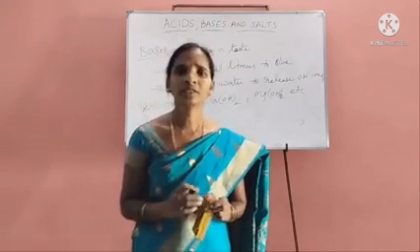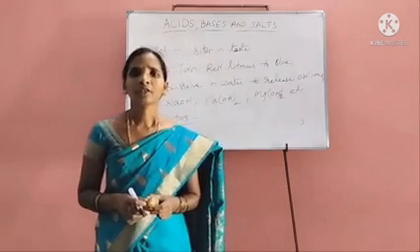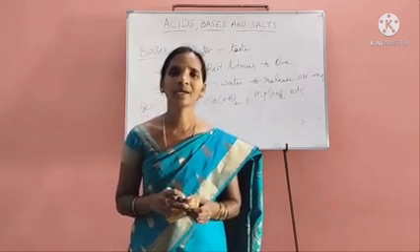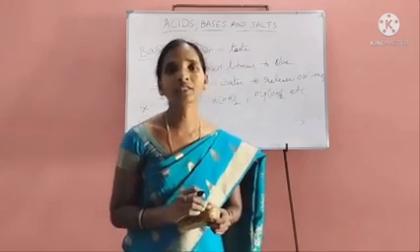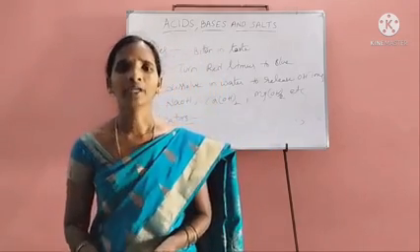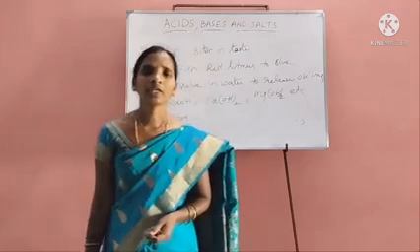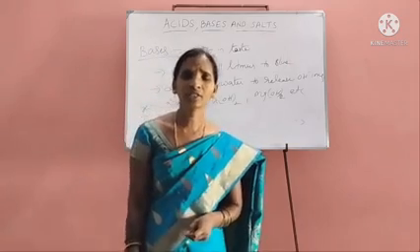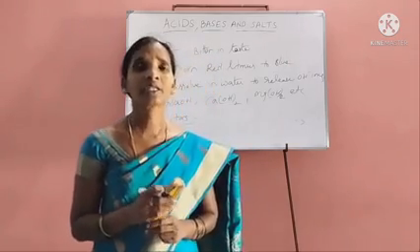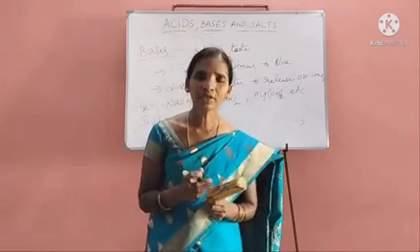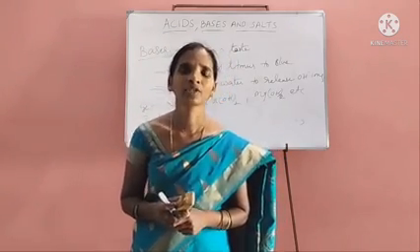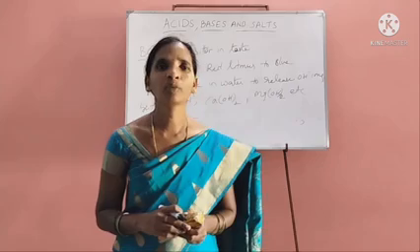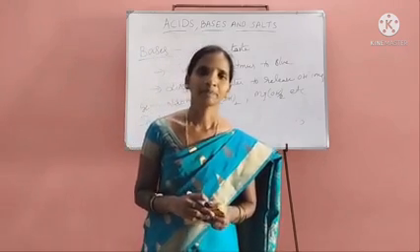Next, synthetic indicators, which are synthesized in the laboratory. Examples are phenolphthalein solution and methyl orange. Next, olfactory indicators. These are substances which change their smell when mixed with acid or base. Examples are onion, vanilla, etc.